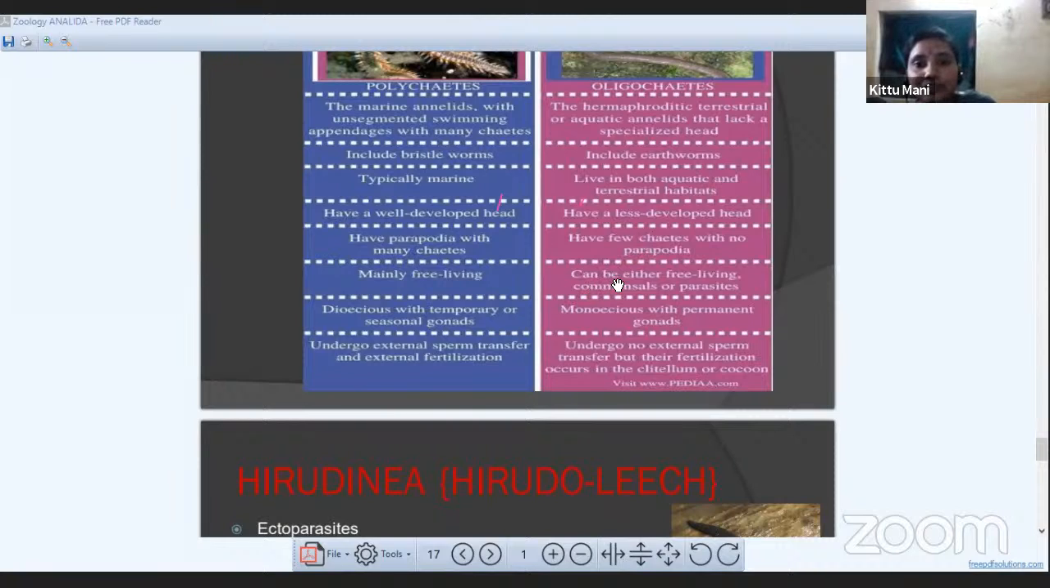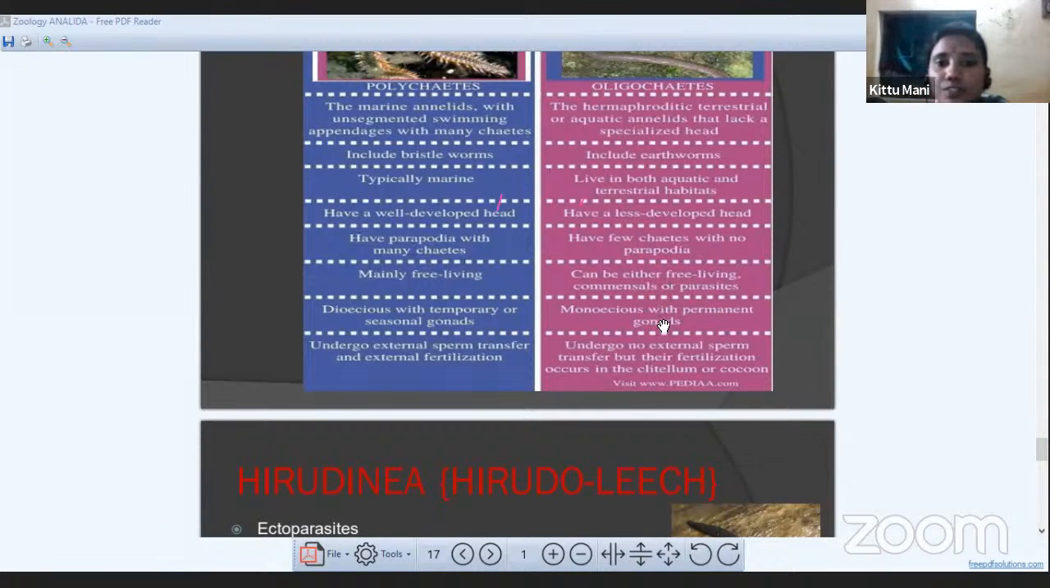They can be either free living, commensals or parasites. Here the type of mode is also very important. Free living means they do not depend on any other organisms. Commensals means they depend on another organism, but the host organism does not get any benefit or loss. This situation is called commensalism. Parasites depend on other organisms and may cause harm to the host organism.